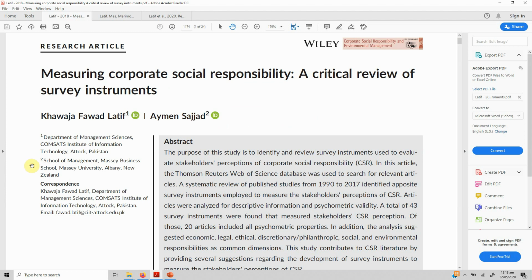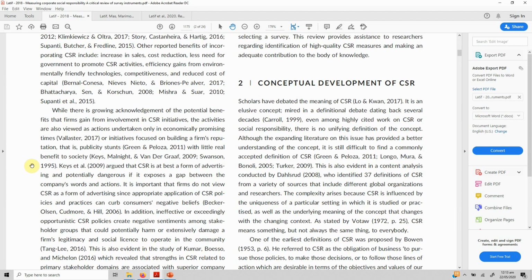Okay, this is the paper, and if we go down into its literature review section, the conceptual development of CSR. So how the concept has evolved. If you look into it, actually this is one of my papers. So what we do is we start by identifying that there has been a lot of debate on CSR, and it has been identified as an elusive concept that has been debated all these years.